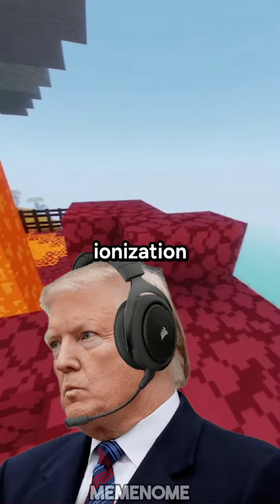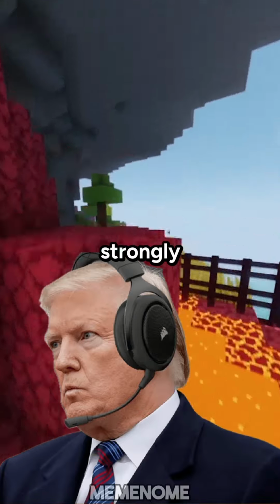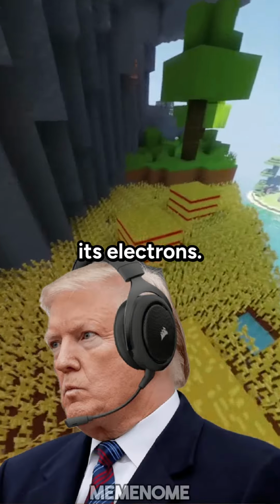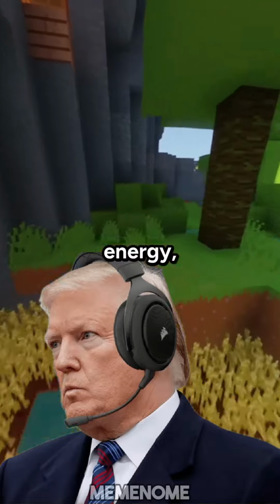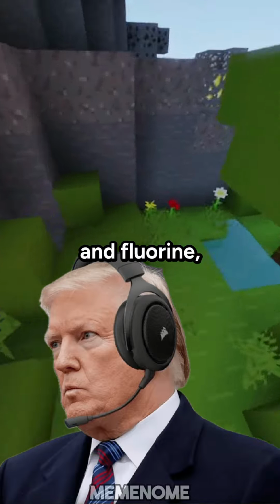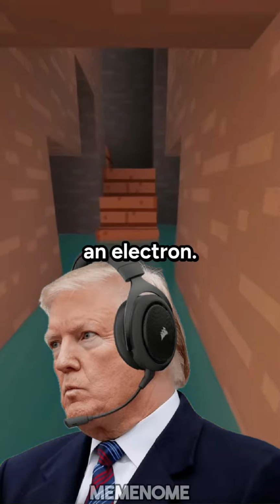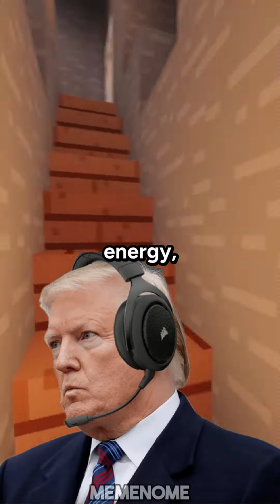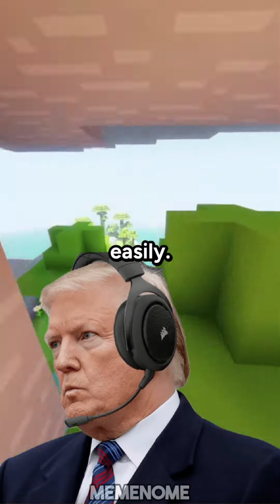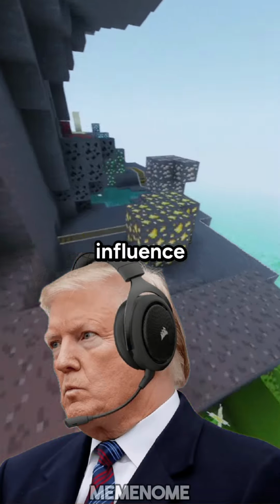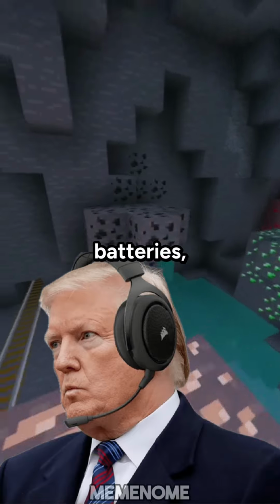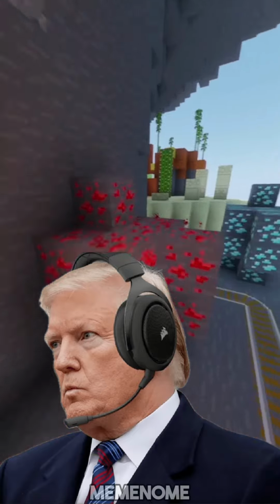That leads to ionization energy, how strongly an atom holds its electrons. High ionization energy, like the noble gases and fluorine, very hard to remove an electron. Low ionization energy, they lose electrons easily. Think about it. How does that influence real-world technology, batteries, medicine, materials?